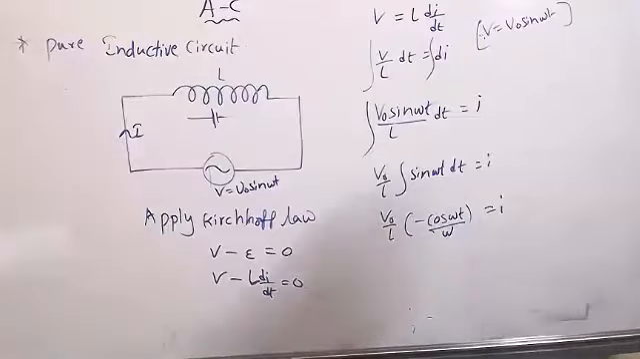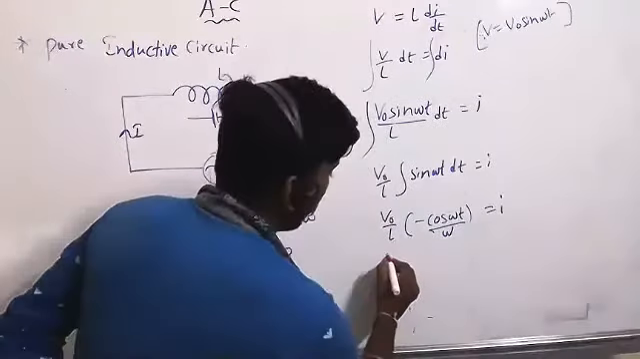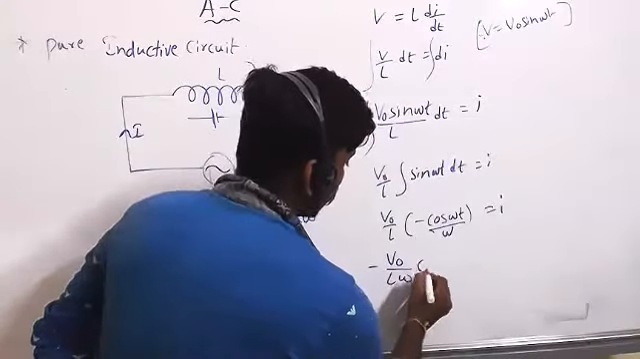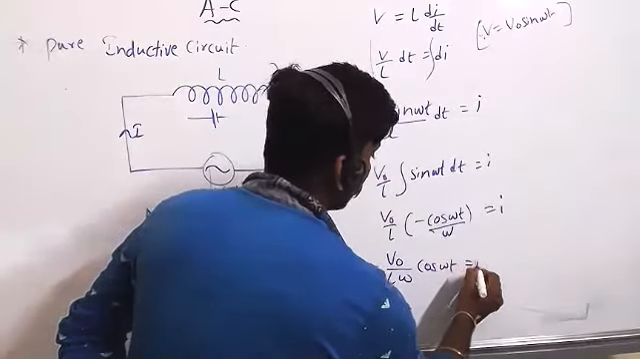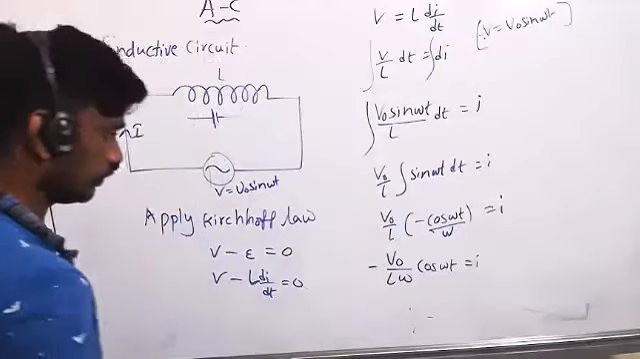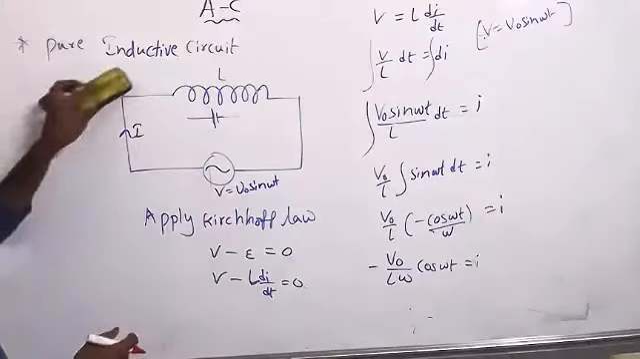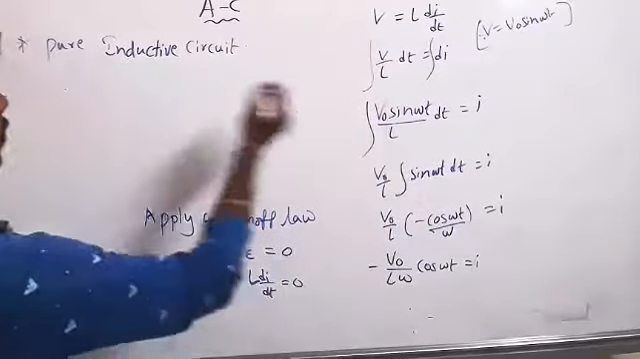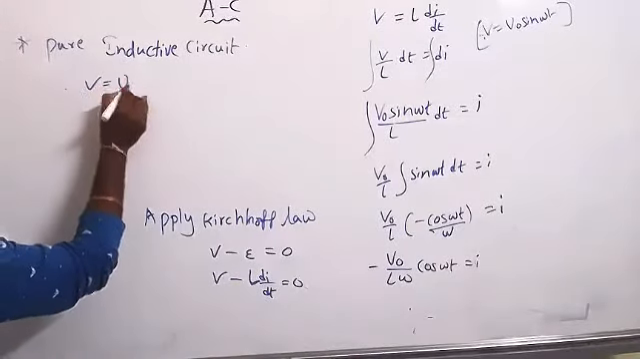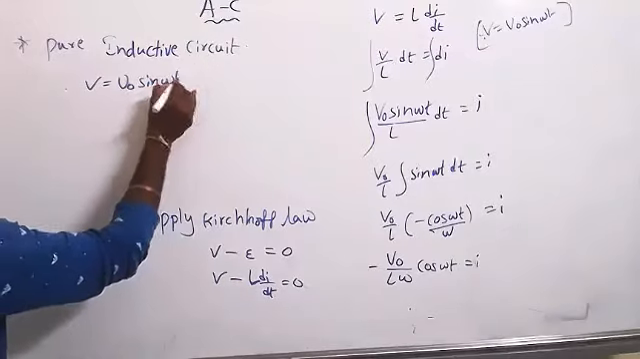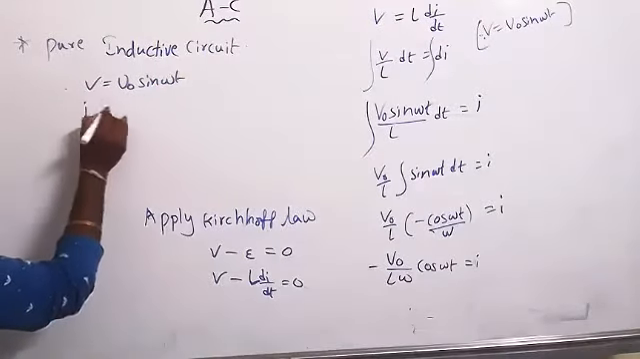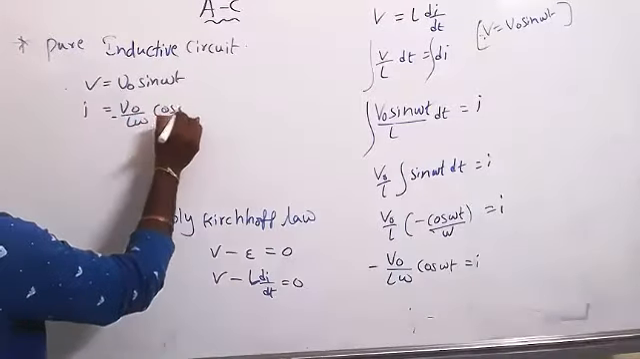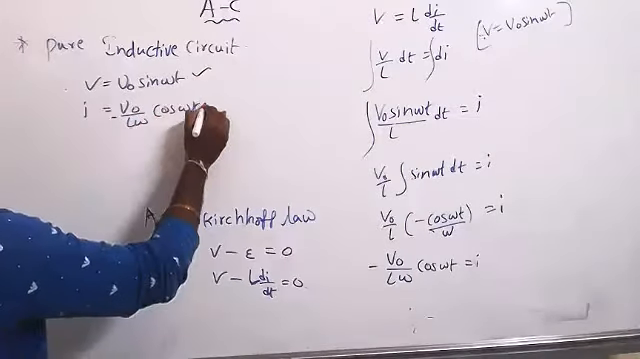Now see. V naught by L omega times minus cos omega t equal to I. How much input did we give? V equal to V naught sine omega t. How much output did we get? I equal to V naught by L omega times minus cos omega t. But the input is in the sine function and the output is in the cos function.